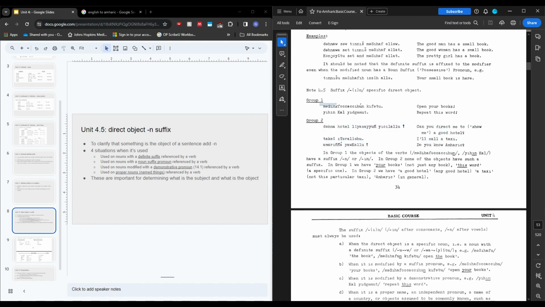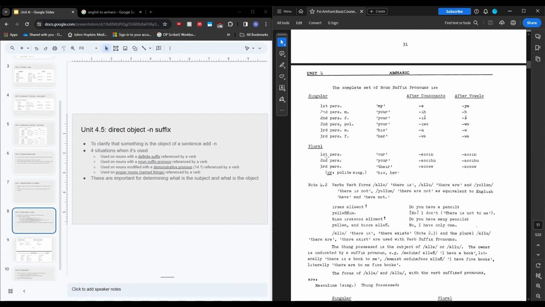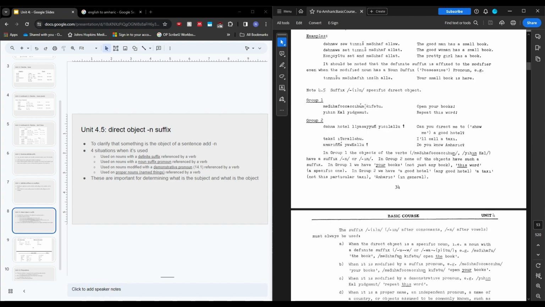Whereas in group 2, these are just nouns that are not necessarily receiving an action. So like mesaf is book, och is plural. I don't know if you remember that from an earlier chapter, but mesaf och makes it books. And then achuhu is another suffix, which is the possessive one for y'all. So this is saying y'all's books. And then with this n at the end of it, we now know that it's the object of some sort of verb. And that verb is kefetu, which is a command for open.